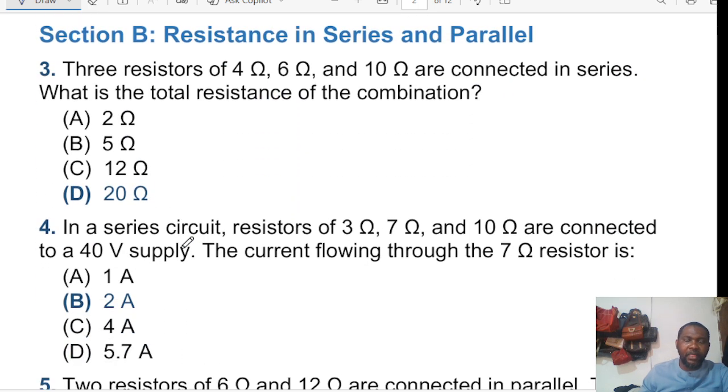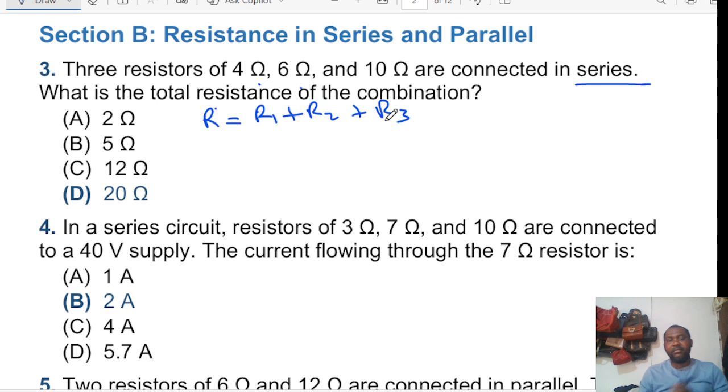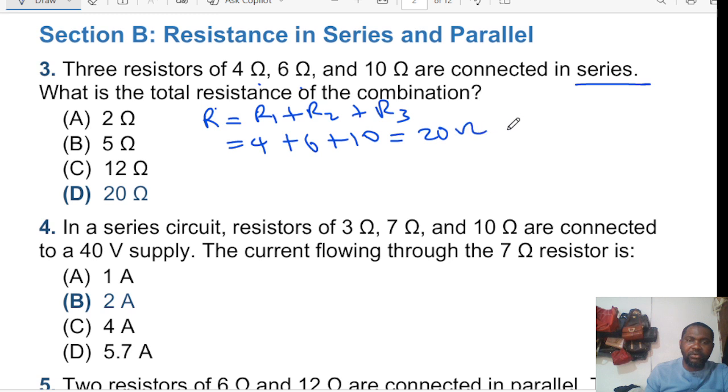Quite easy, right? Now, in this case, it says 3 resistors of 4 ohms, 6 ohms, and 10 ohms are connected in series. What is the total resistance in the combination? Whenever you see series combination, the total resistance is R1 plus R2 plus R3. That means you add the 3 of them. So this is going to be 4 plus 6 plus 10, and that is going to be 20 ohms. So that makes D the answer to the question.